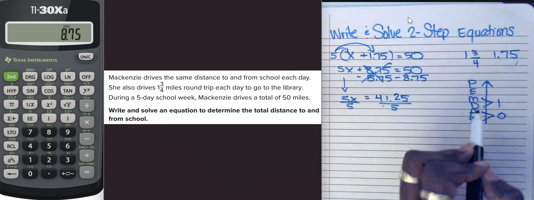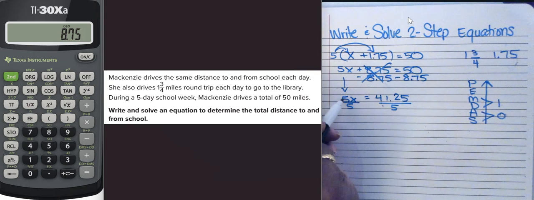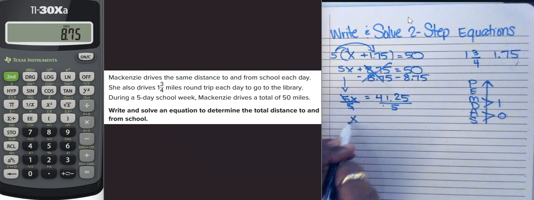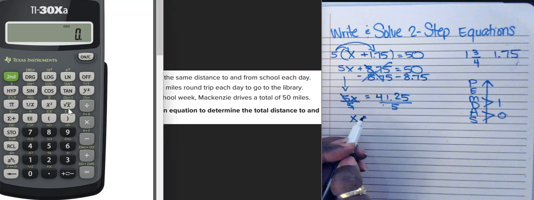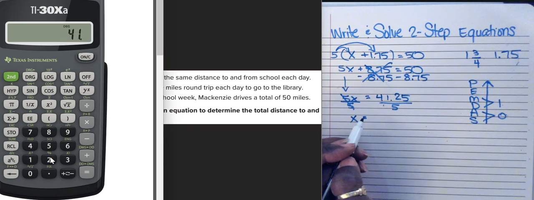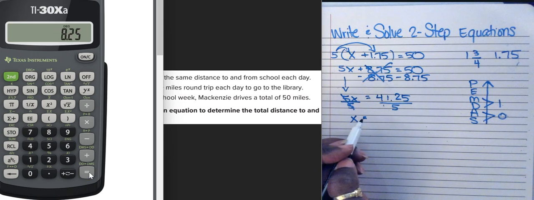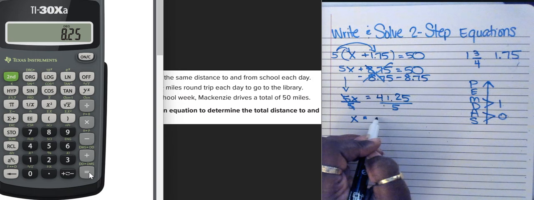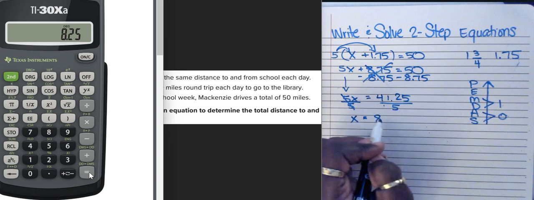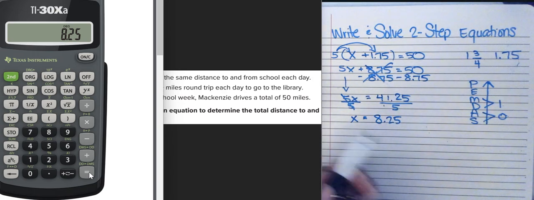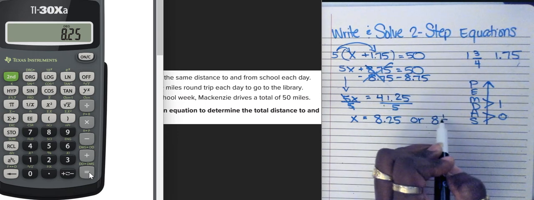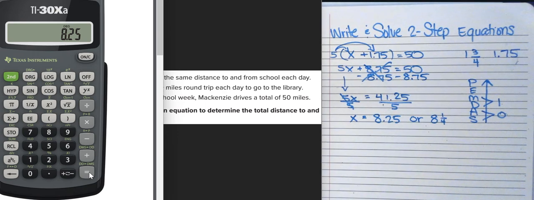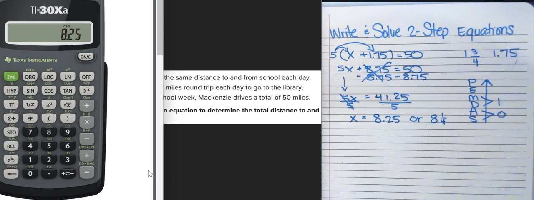By doing that, that's our multiplication and division. We need that to become 1, so we're left with 1x. That is going to be equal to 41.25 divided by 5, which gives me 8.25. So x is equal to 8.25. If you kept it in fraction form, you'll also come out with 8 and 1/4. So this is one of the ways that you can solve it.